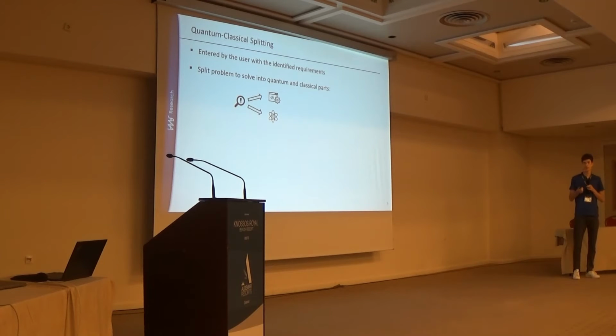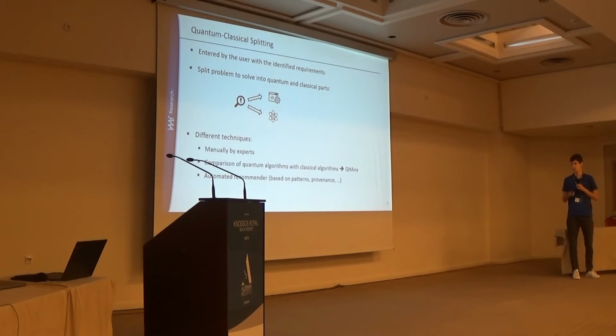Furthermore, it must be evaluated if today's quantum computer is already powerful enough to solve the problem with the intended input size. Today, this is usually done manually by experts based on their experience and knowledge, but a first step into automating this, or also helping the user in this decision, is a tool to compare and evaluate different quantum and classical algorithms called Johanna, and that will be presented by Johanna in the next talk today.